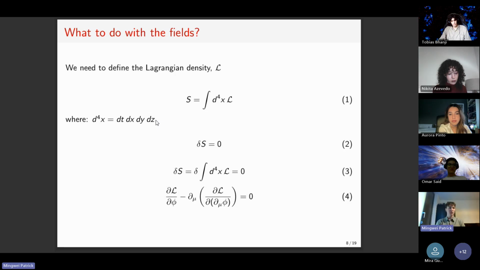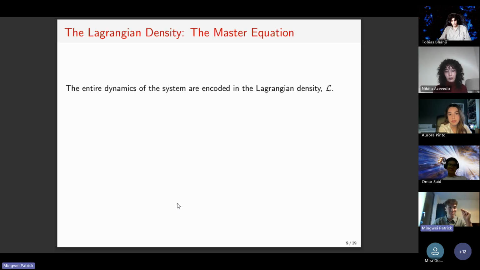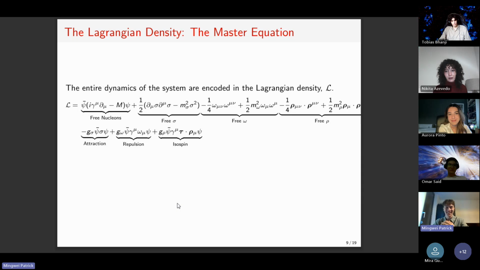And so this is essentially your Newton's second law for this field theory. As you can see, we have to take the derivative of our Lagrangian density with respect to a field, if you see this phi as a field. And so now we need to look at the specific Lagrangian density we are talking about. So here is the full Lagrangian density.